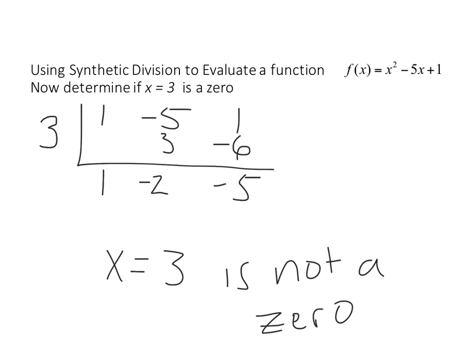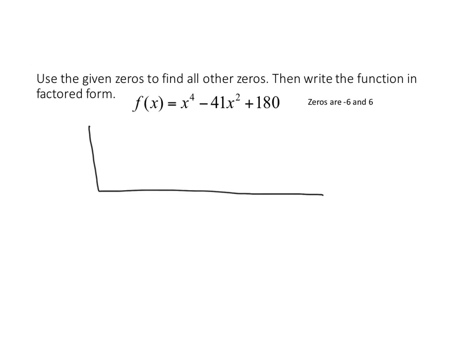Just a reminder, if the remainder is 0, then it's a solution or a 0 or an x-intercept, however you want to refer to it. So the benefit with synthetic division is that it goes by pretty fast, and it allows us to check to see if something is a 0 very quickly, and it also gives us the division so that we can check for another 0. A lot of times they'll give you zeros and want you to find the remaining zeros. So for this one, it gives us that our zeros are -6 and 6.